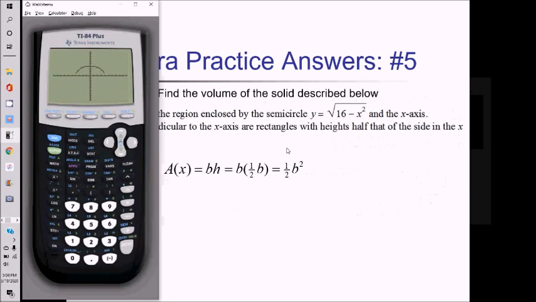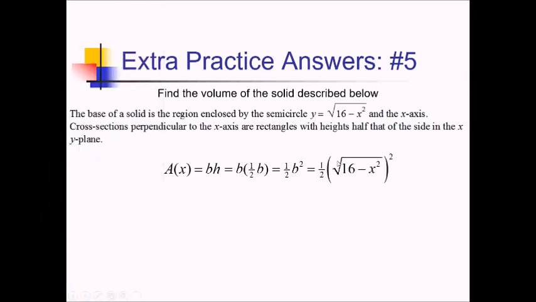And I need to go a little bit further now because what does b actually equal in terms of x? Well, b is the bottom of the rectangle. It's the base. Now these rectangles are coming out of this semicircular region, and the base of each rectangle is basically the distance between the x-axis and the semicircle. That distance is given by this formula for the semicircle. So I can just write 1/2 (radical 16 minus x squared) squared. This radical here is the base of the rectangle. So that is my area formula.